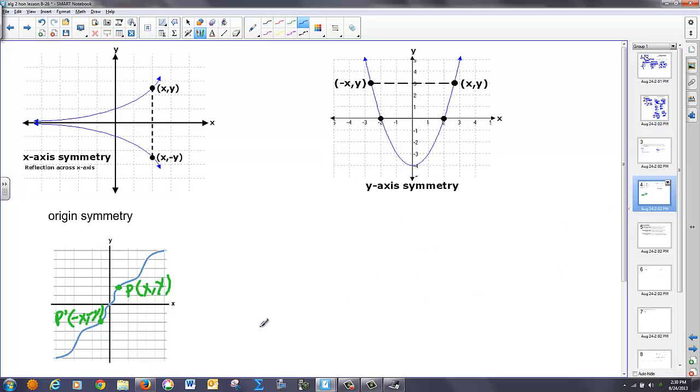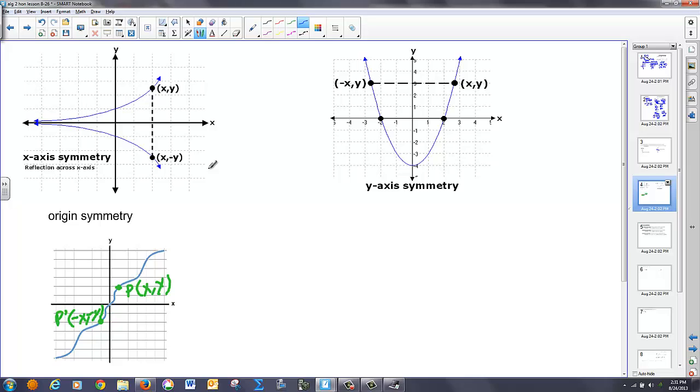So the type of line symmetries we're going to look at are basically two. We're going to look at x-axis symmetry. In other words, the function reflects over the x-axis onto itself. And y-axis symmetry, once again, where the function reflects onto itself over the y-axis.